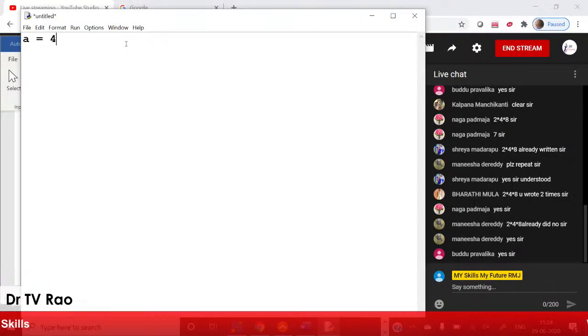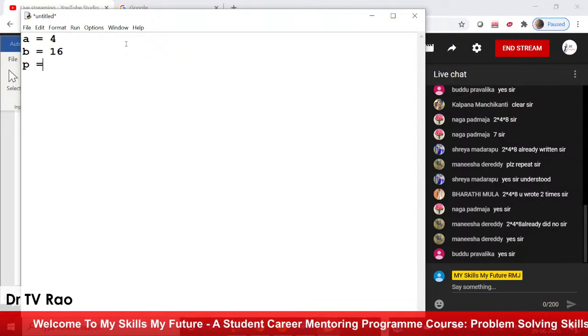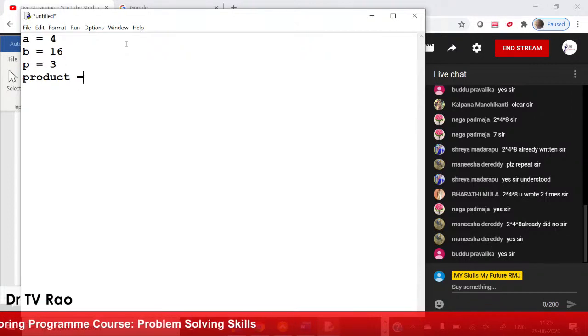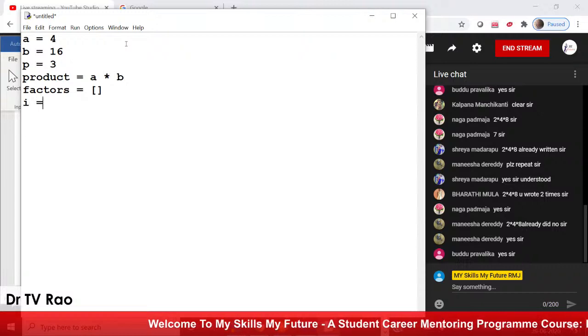Now say A equal to 4, B equal to 16. We need a product of 3 factors. Okay. Now let product be equal to A into B. Now find out all the factors of it. How do you find out the factors? Let factors be equal to nil. Say I equal to 1.